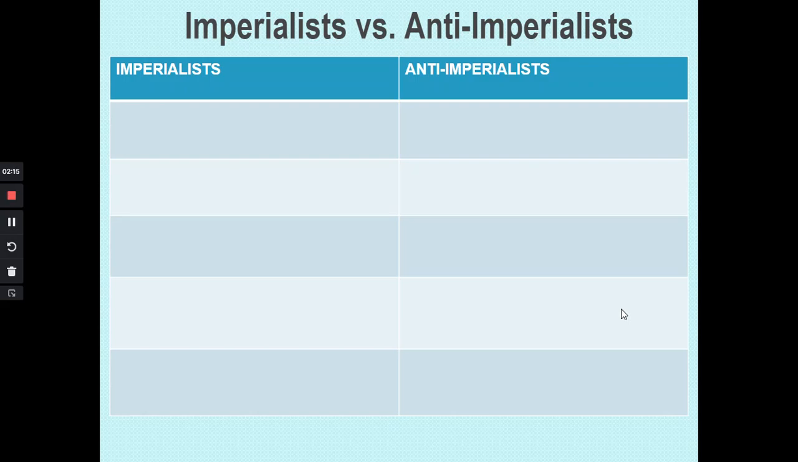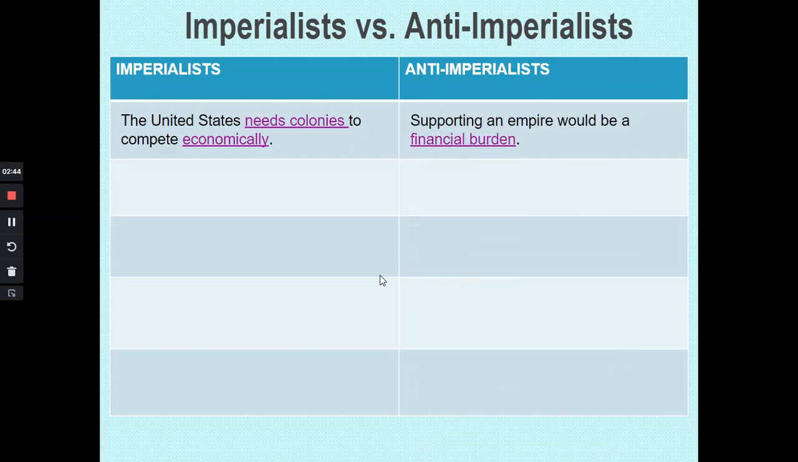Imperialists. Now notice we have imperialists and we have anti-imperialists. Imperialists were those who wanted the United States to expand, grow even bigger, and get more land. Anti-imperialists, they would rather not the United States expand, just keep it the way it was. And so for imperialists, they said we needed colonies so we can compete economically, especially with countries like Great Britain and Germany. Anti-imperialists said, no, when you do this, if you grow and add other colonies, it just costs too much. There's a financial burden in trying to grow that empire.